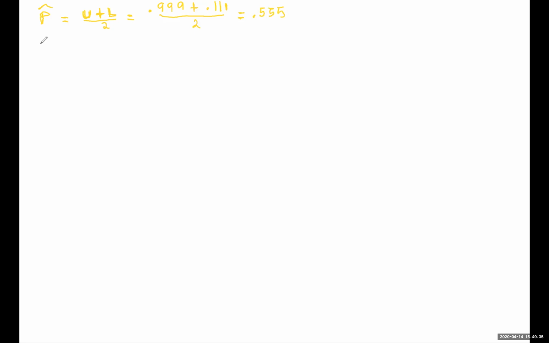Now you need to find E. That's called the margin of error. P hat is the sample proportion, E is the margin of error. So how do I get the margin of error? Well, it's U, but instead of plus, it's minus L, divided by 2. So the upper end was 0.999, the lower end, so it's minus 0.111, and then divide by 2. And that comes out to be a total of 0.444.